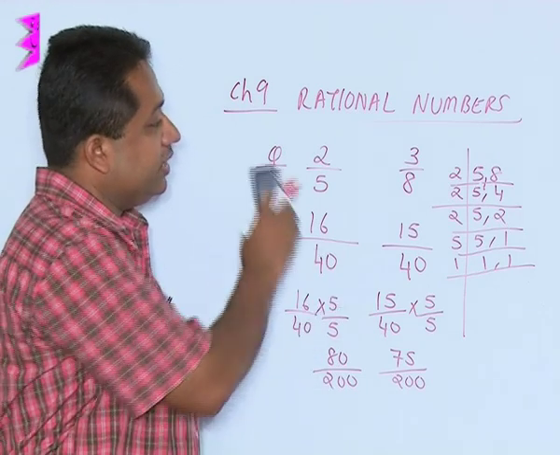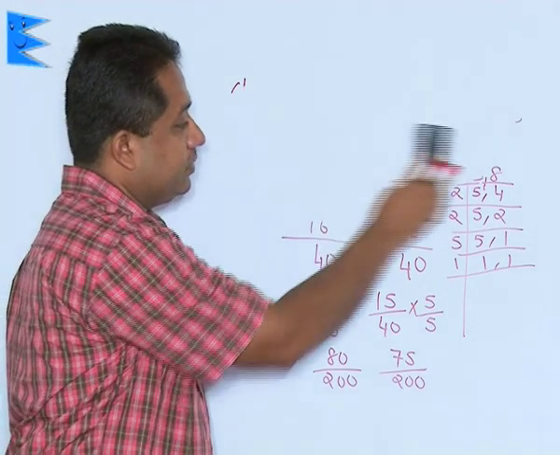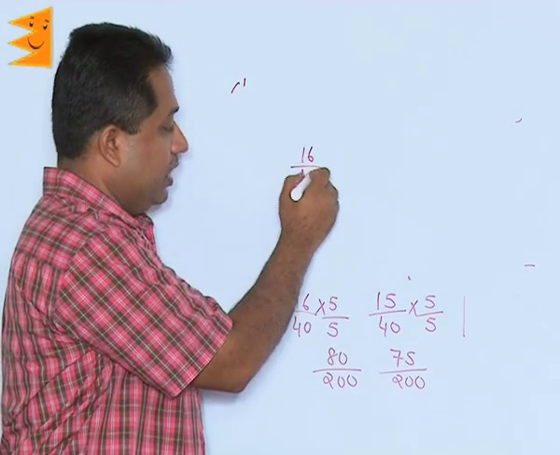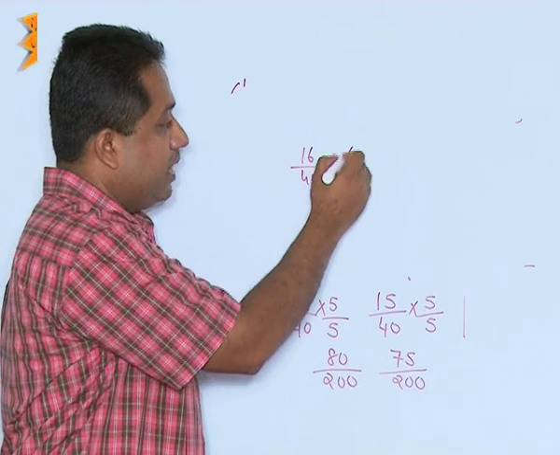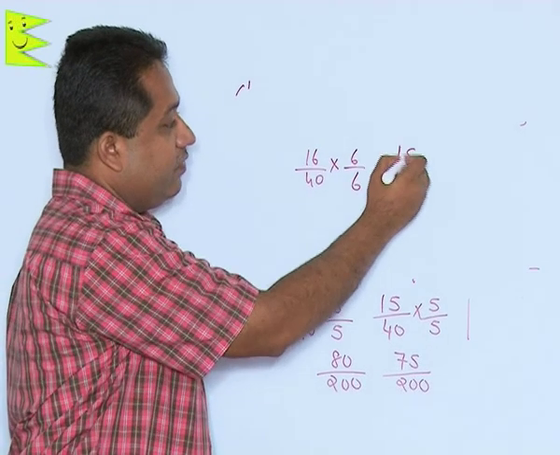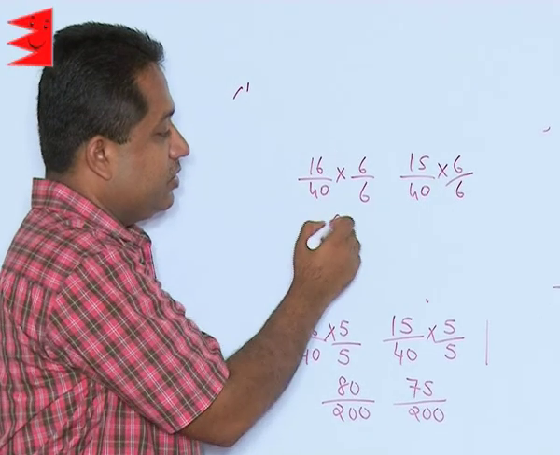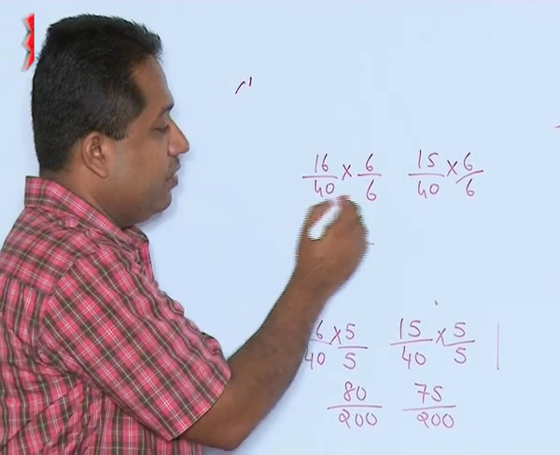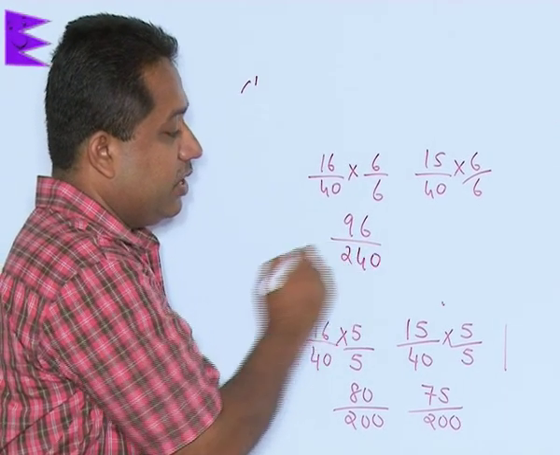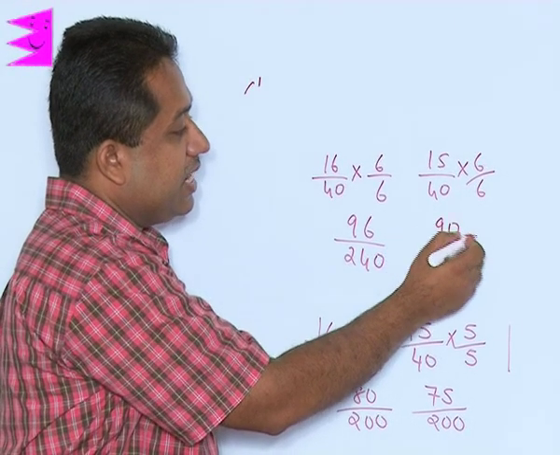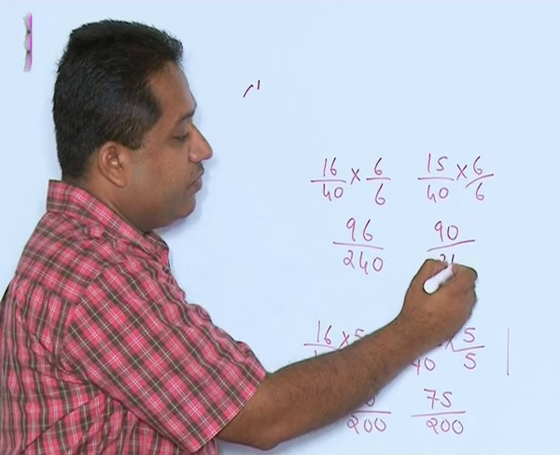Now, if you take 6, then what happens? The fraction will now be 16 upon 40 multiplied and divided by 6, and 15 by 40 we also multiply and divide by 6. 16 into 6 we get 96, 40 into 6 we get 240, and here we get 15 into 6 is 90, and this is 240.